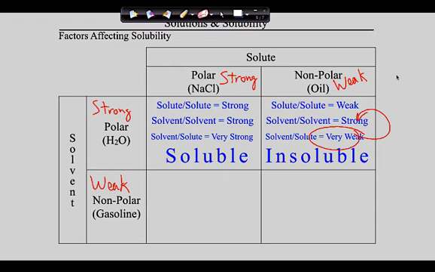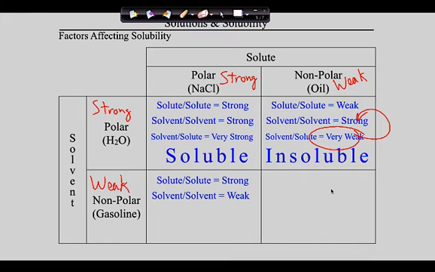So now, guys, let's go down bottom left. And let's look at our characters. First of all, solute. Our solute now is salt. Very strong ionic bonds. What about our solvent? Well, now our solvent's gasoline. Again, nonpolar molecules. What are the intermolecular forces in gasoline? Induced dipoles. They are very weak.